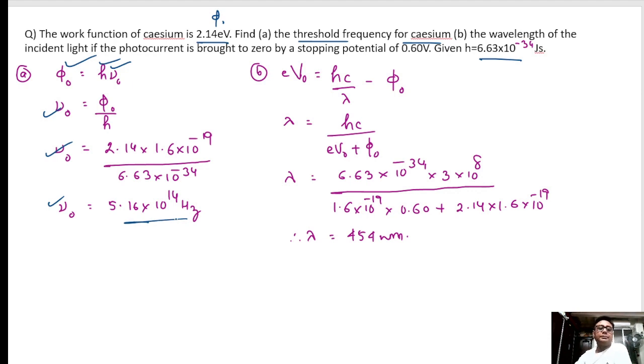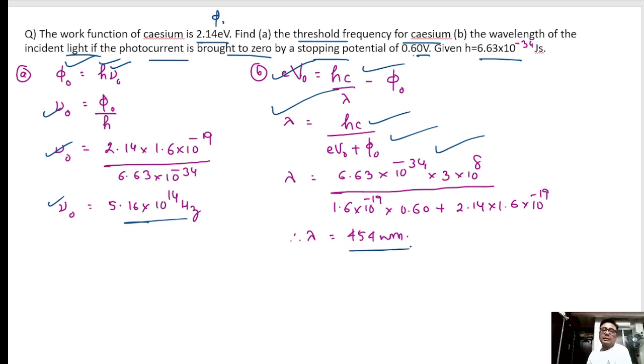Now they are telling the wavelength of the incident light if the photoelectric current is brought to 0 by a stopping potential. So this is the V0. So using this formula, the wavelength of the incident light can be found out. Putting all the values, we get 554 nanometer.